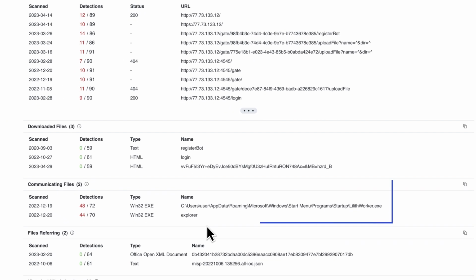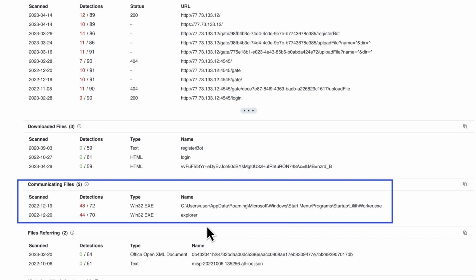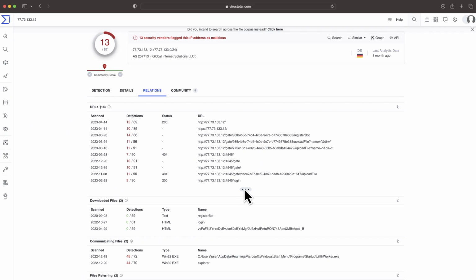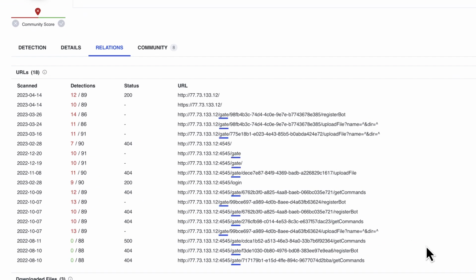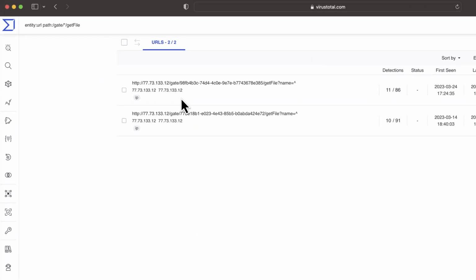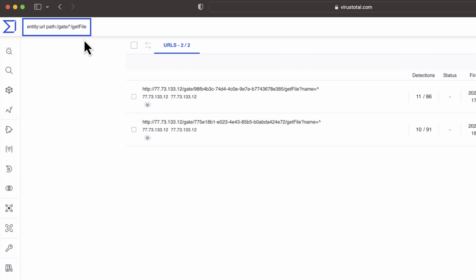When unsure about any network resource, check its VirusTotal report. Relations, including communicating and referring files, URLs, or domains it resolves, and historical resolutions can provide insightful details. In this example, we find C2 patterns for a well-known botnet in the URLs for its particular IP. We can actually use this knowledge and search for additional suspicious URLs having the same path.